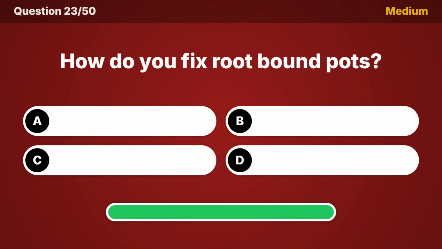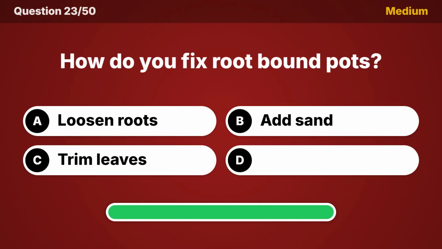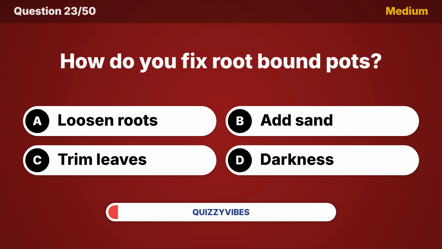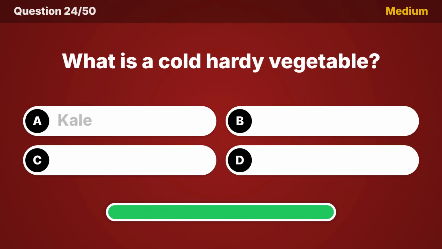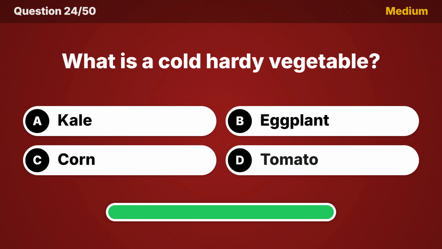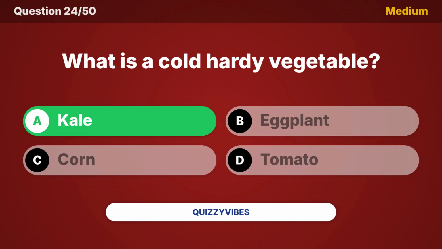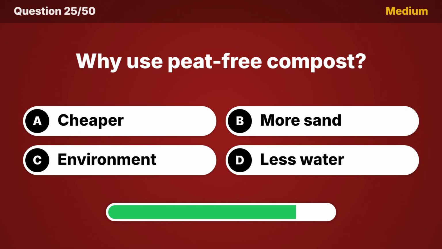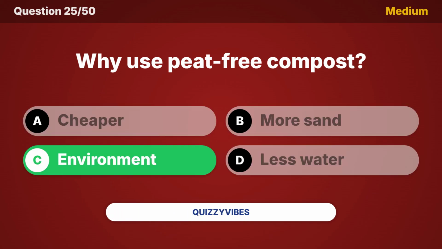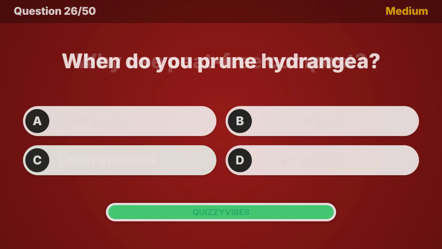How do you fix root-bound pots? And the answer is loosen roots. What is a cold hardy vegetable? The correct choice is kale. Why use peat-free compost? The answer is environment. When do you prune hydrangea?